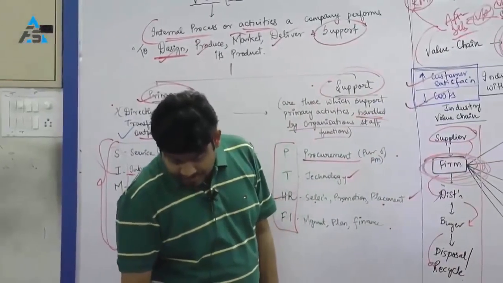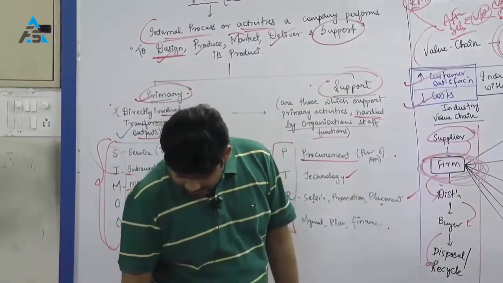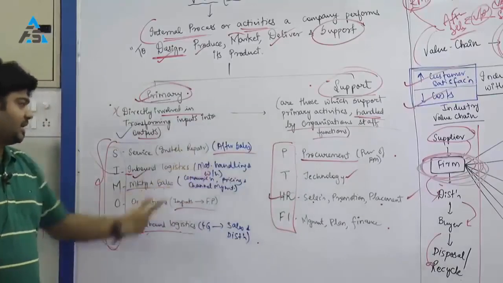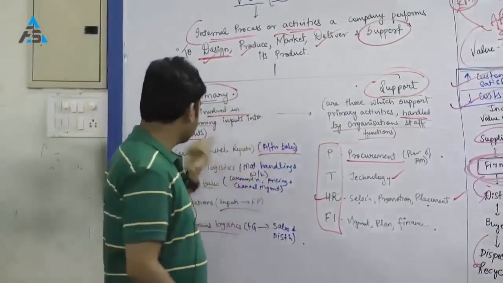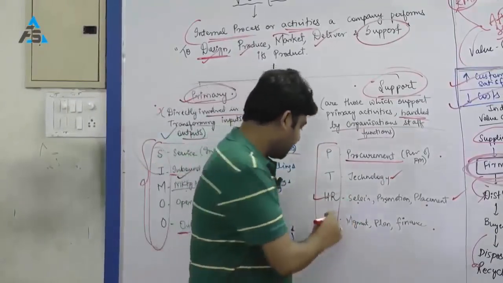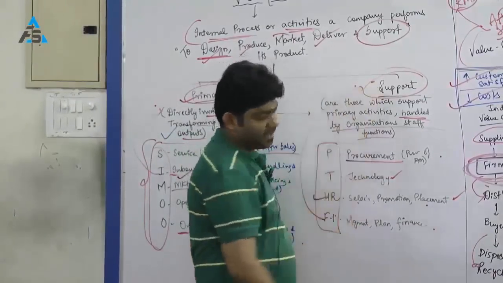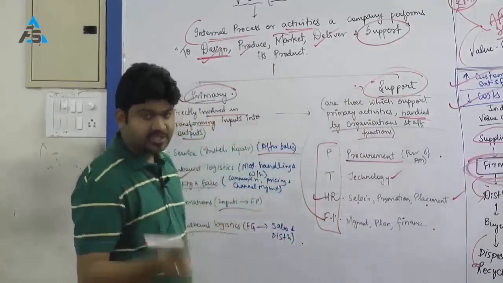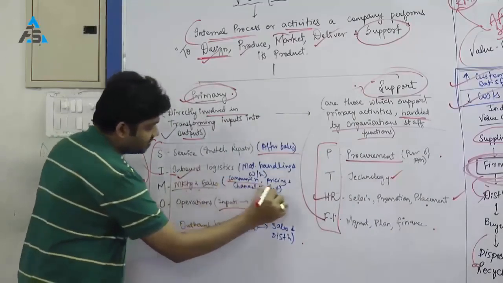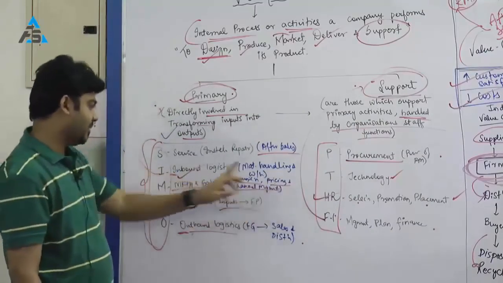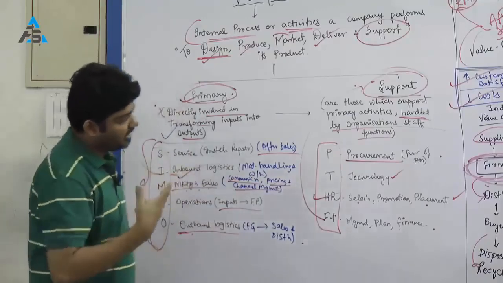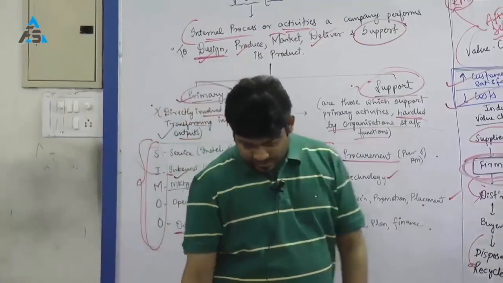Then there is material handling and warehousing, which is inbound logistics, and that is a primary activity. General management, planning, general things, FI, is a support activity. And then communication, pricing and channel management is a primary activity. Why? Because this is where it falls: a part of marketing and sales, a part of primary activity. So this is how you have to identify and get full marks.